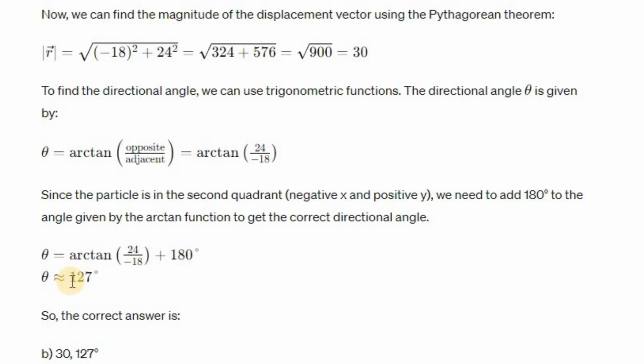Theta equals 127 degrees. So the correct answer is B, 30 and 127 degrees.